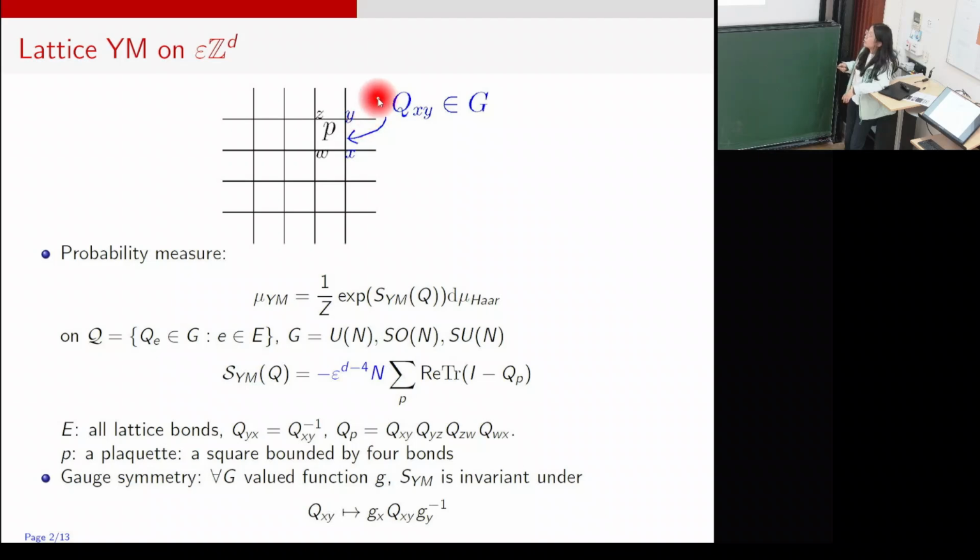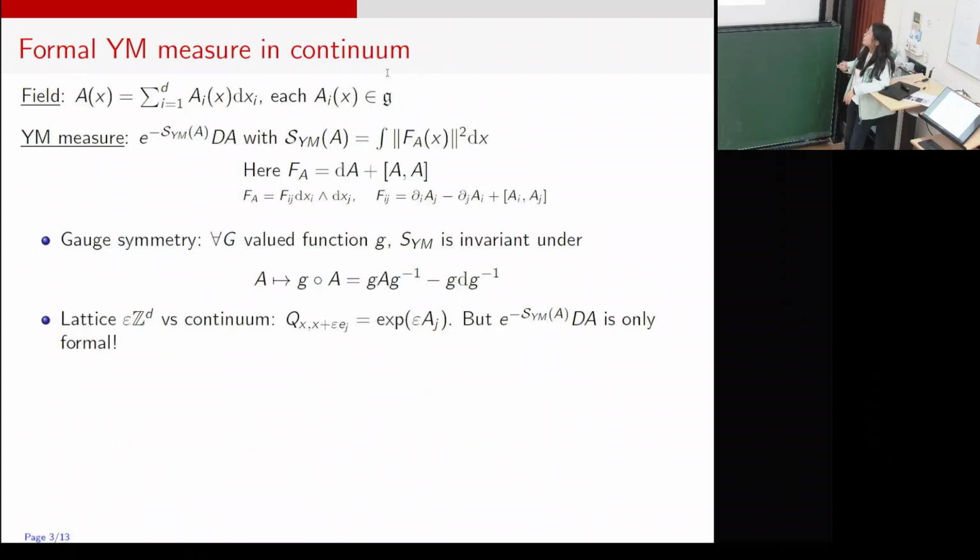And the continuum gauge field, in fact, measures the rate of change of this Q close to the identity. So in this case, this Yang-Mills measure in the continuum case, its field A is given by a one-form. So each component, this A_i, will also take values in the related Lie algebra. And we also have this Yang-Mills measure formula given in this way.